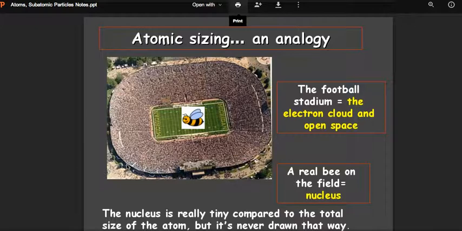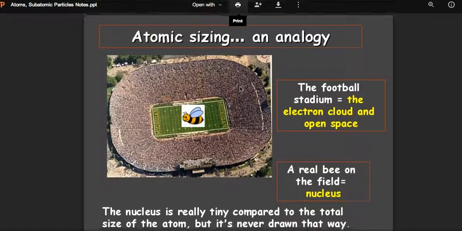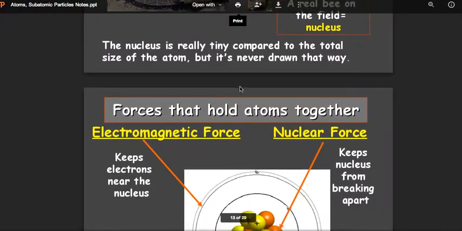And right out here would be a grain of sand, and that would be the first electron. So you have a little tiny bee, all this huge space, and then the electron is equal to the size of a grain of sand. But it's never drawn that way because they don't have space on a piece of paper to draw it to scale.